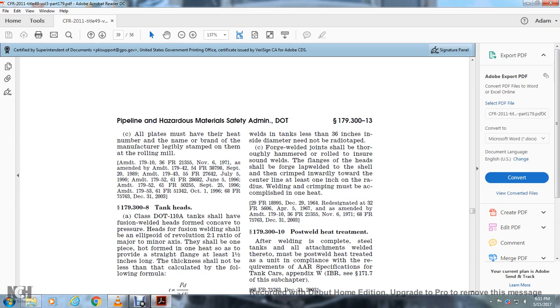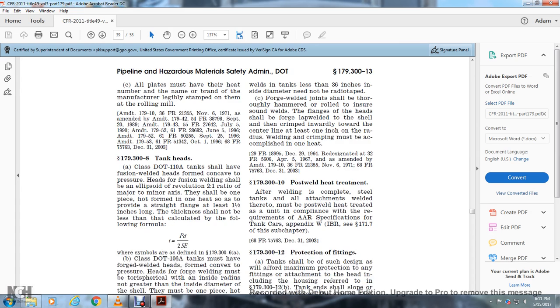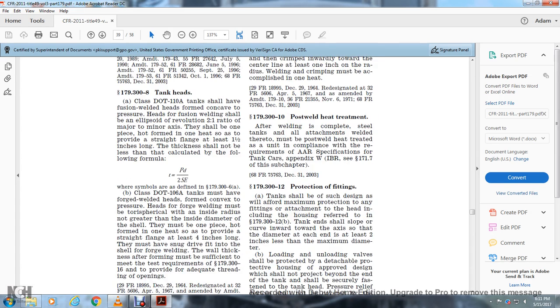179.308, heads. 110A shall have fusion welded heads formed with concave pressure side. The head shape shall be ellipsoid of revolution, 2 to 1 ratio of major to minor axis. It should be one piece, hot formed in one heat, so that it is provided with a straight flange at least 1.5 inches long. The thickness shall not be less than calculated by the following formula. T equals PD over 2SE, where symbols are defined in section 179.306.